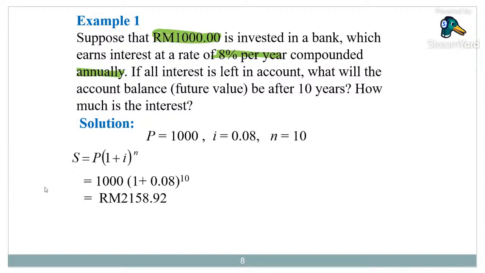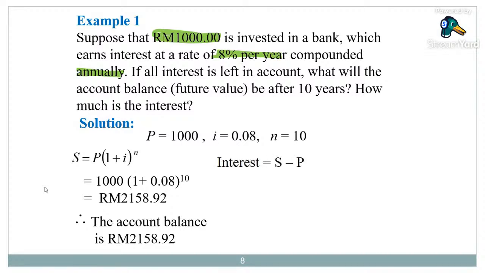Interest is the future value minus the principal. Okay, so the account balance is equal to 2,158 ringgit 92 sen. And then the interest is S minus P, which is minus 1,000.